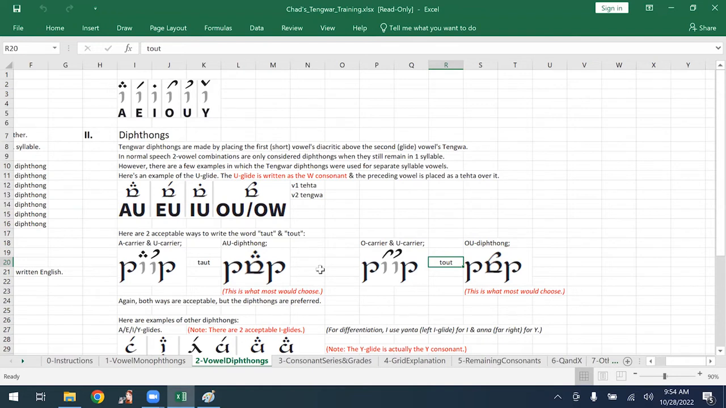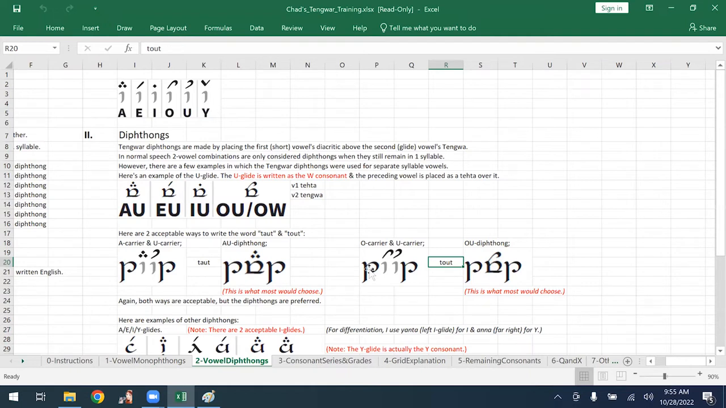You're saying two short vowel sounds, but you're saying them so fast that they sound like a different sound. Tout. Ta, that's the A. Oot, there's the U. Tout. But we just say tout. And when it crushes them together, that is two vowels, one syllable. That's a diphthong. Over here, tout again.